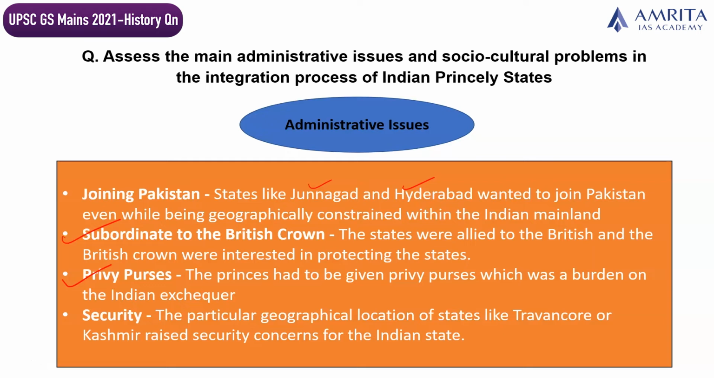Finally, students, there was this administrative issue of security, wherein states such as Travancore or Kashmir who wanted to remain independent were becoming security concerns for India. Pakistan was also helping them. They were getting outside help from the British. At this point of time, India had to be stubborn, strong, and had to use its force in order to make them understand that, look, you need to join the Indian Dominion. So these were certain administrative issues, students, that were faced by the Indian politicians while integrating more than 500 princely states into the Indian Dominion.